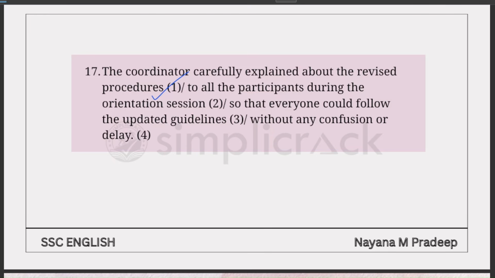Why is it wrong? Because here you have the transitive verb explain. Explain is always a transitive verb. And what did we discuss about transitive verbs? They always require an object. Now, transitive verbs are directly connected to the object.